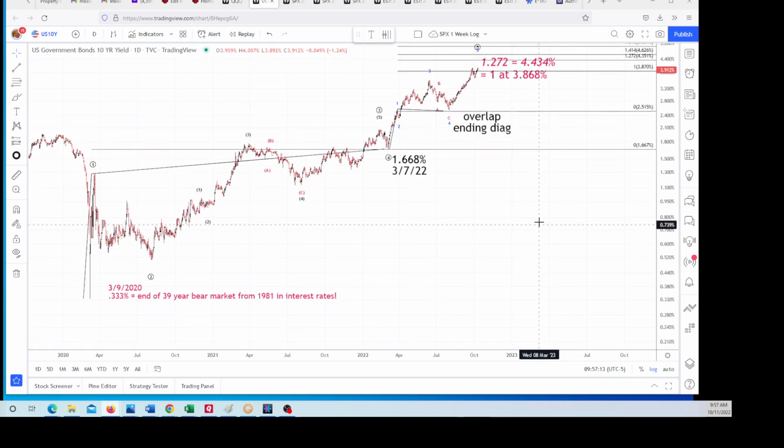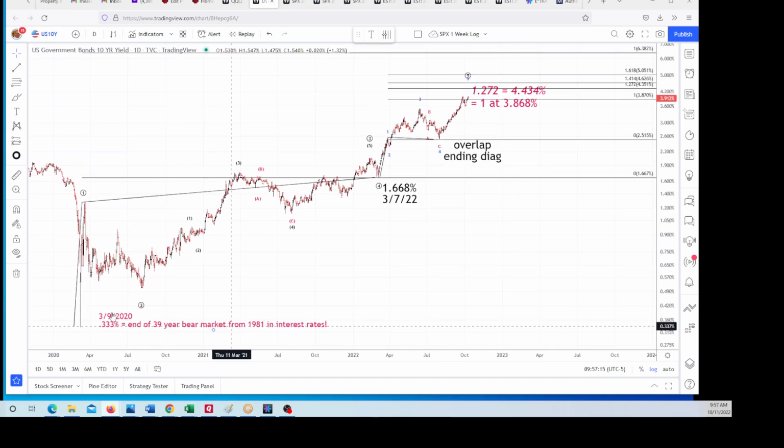This is a huge move from the March 2020 low, the end of the 39-year bear market in interest rates. So we're on the beginning of the next high move up. Once this 5 waves is complete, we'll get a Fibonacci retracement, but we're not quite there yet.